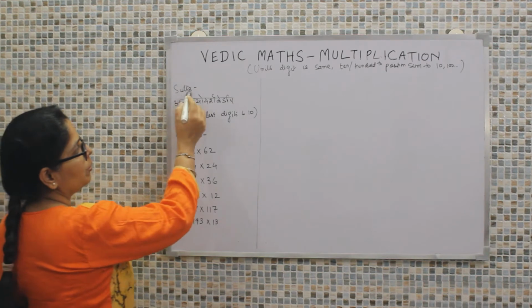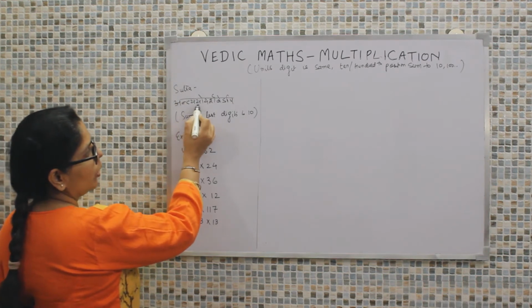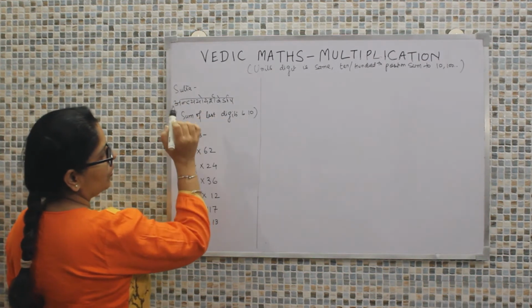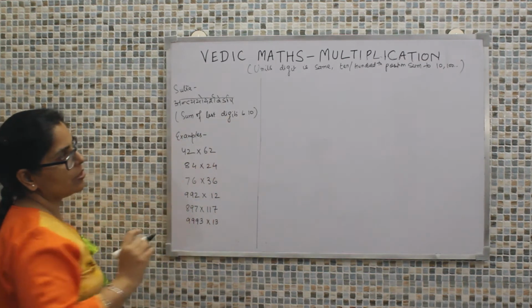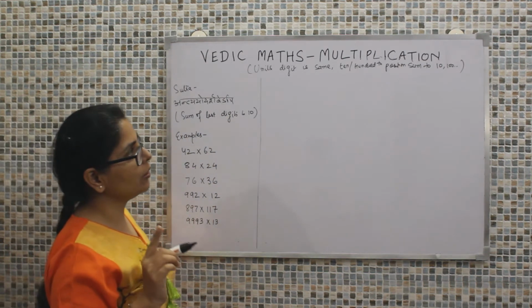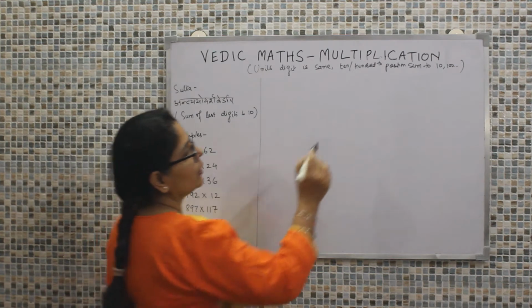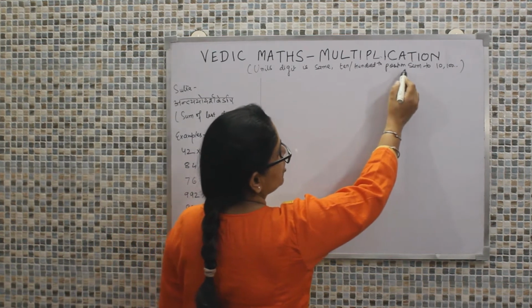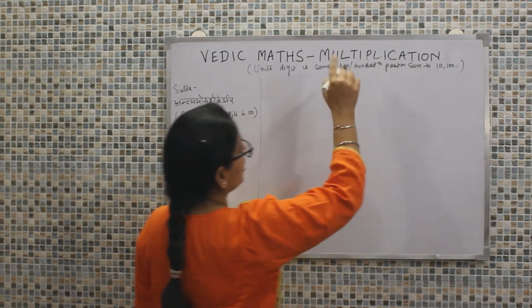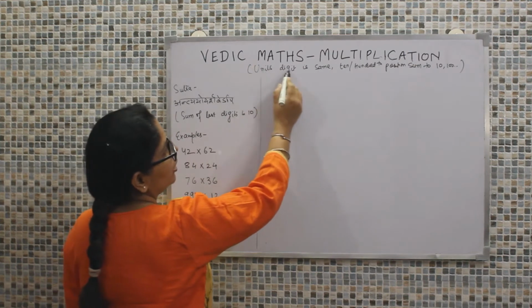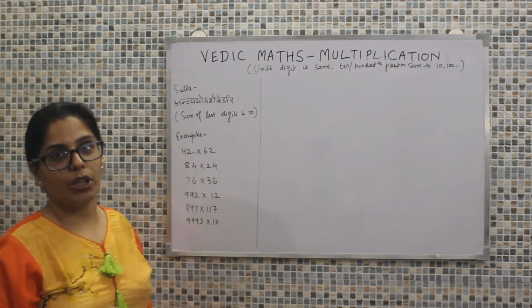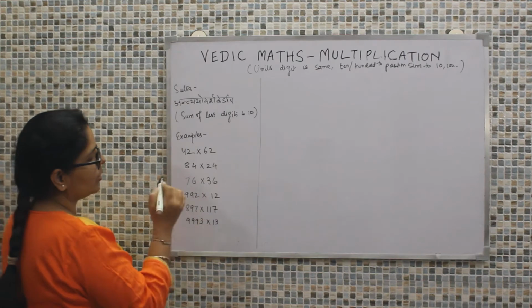Now, as we have learned about the sutra Antayayo Dasha Kapi, which means that the sum of the last digits is 10, here we have taken the logic that the tens and the hundreds positions may sum up to 10 or 100. Simultaneously, we need to ensure that the units place is the same. So let's look into the examples.